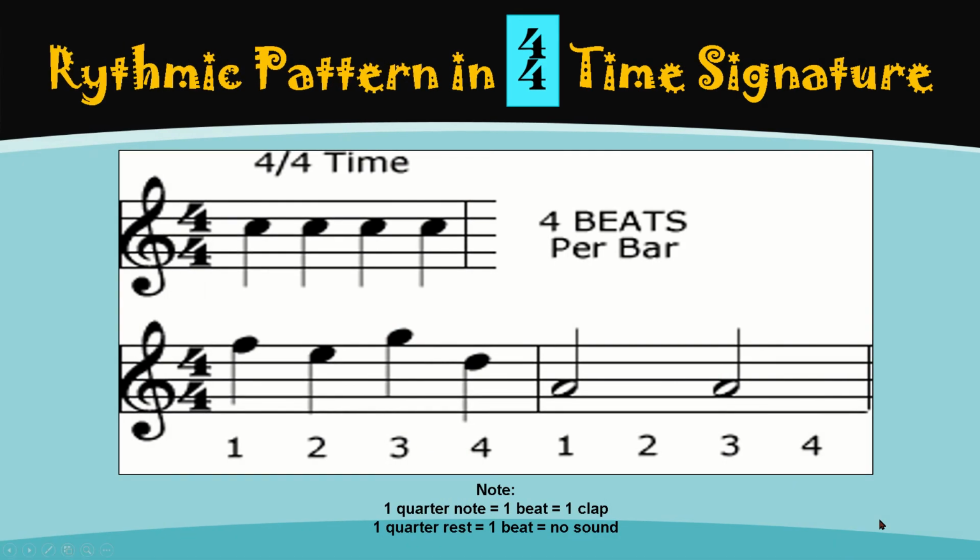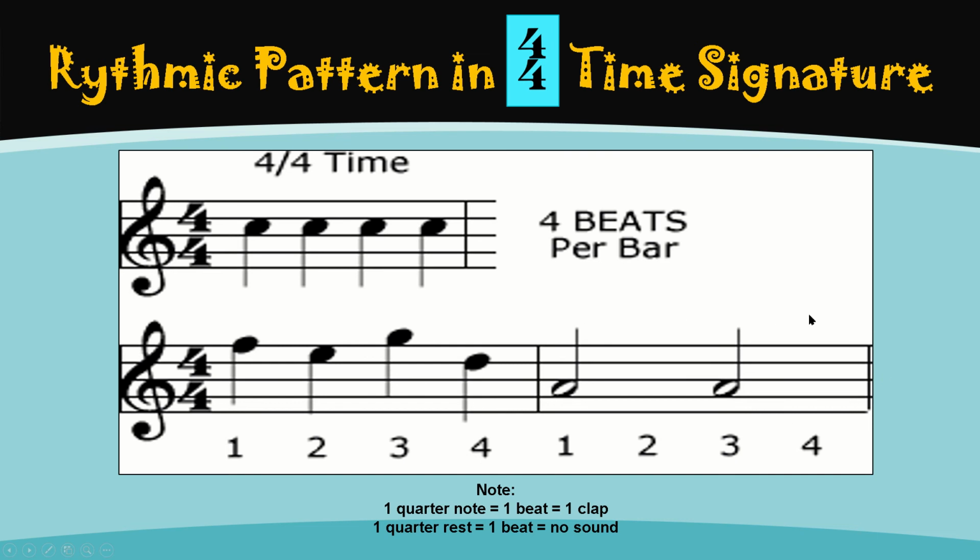Next, what about the rhythmic pattern in 4/4 time signature? In here, it is composed of 4 beats per bar, or 4 beats per measure. So as you can see on the picture, there are 2 measures, first measure and the second measure. On the first measure, you will see 4 quarter notes, which have 4 beats, meaning you are going to clap 4 times.